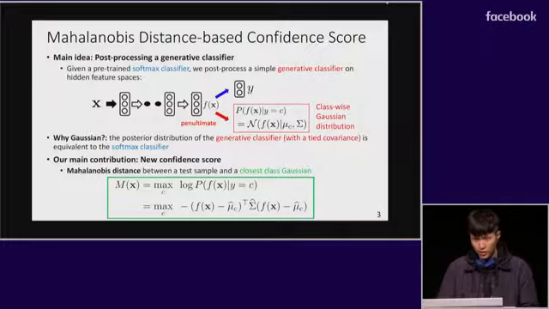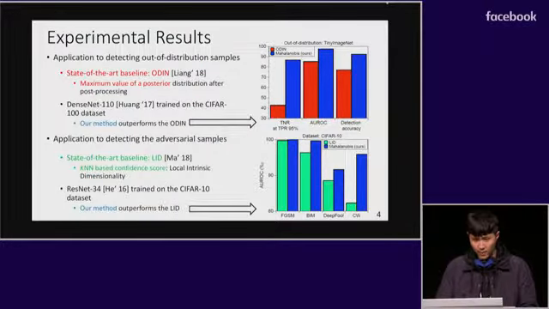So using this generative classifier, we define a new confidence score as the Mahalanobis distance between a test sample and the closest class conditional Gaussian distribution. So in essence, we measure the log likelihood of a test sample using a generative classifier. Our experimental results show that the proposed confidence score outperformed state-of-the-art baselines like ODIN and LID for detecting adversarial samples and out-of-distribution samples.